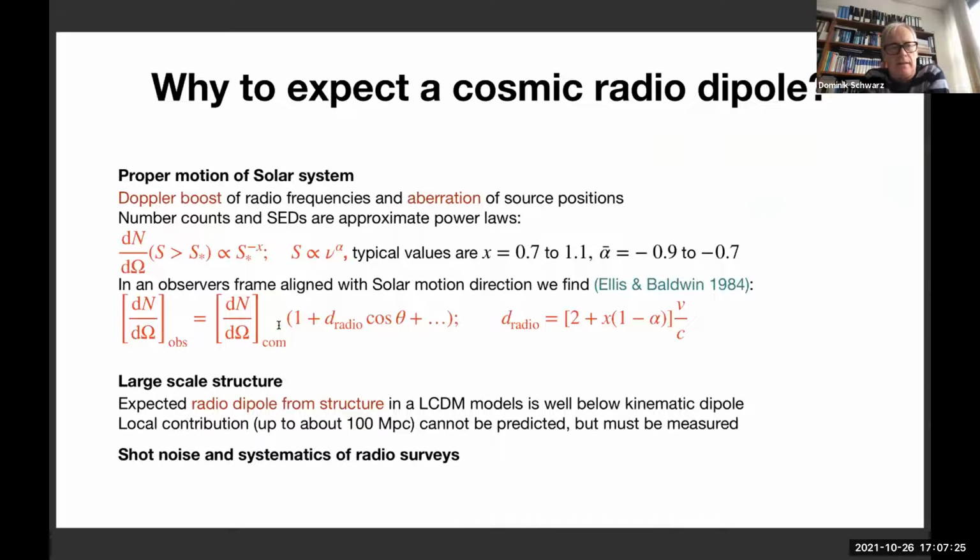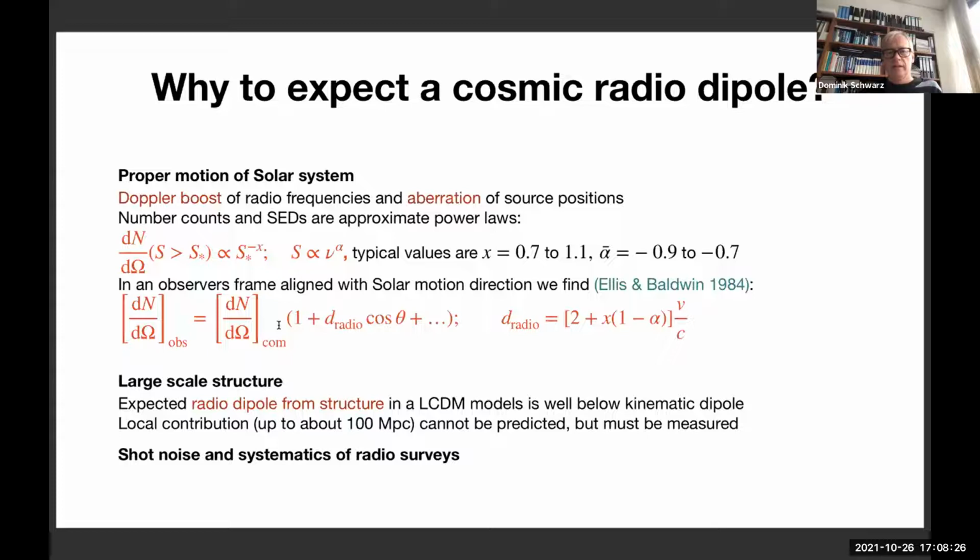I think Subir yesterday already introduced very nicely why we also expect a cosmic radio dipole. This is the famous paper of Ellis and Baldwin, where they showed that both the Doppler boost of the radio frequencies and the aberration of the source positions give rise to a dipole, even if you start with a perfectly isotropic distribution of sources on the sky. This is not restricted to radio, of course; it holds for any frequency, but the application to a power law flux distribution is best in radio, though you could go to any other frequency and do the same test. So we should have this kinematic contribution to a dipole, but it is also clear that we have structure in the universe, otherwise we wouldn't be here.